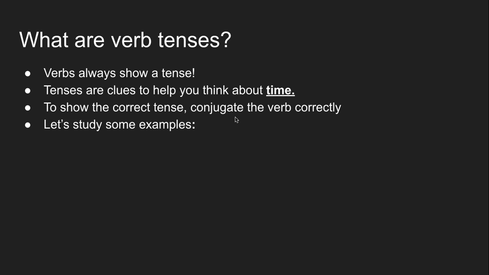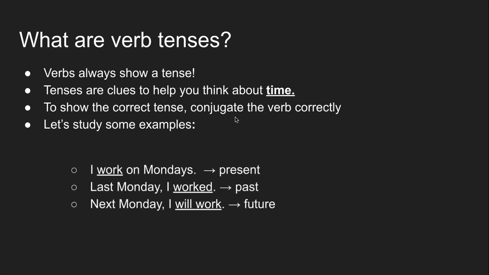Let's study some examples. I work on Mondays. Work. Here, the verb shows that this is the present time. Last Monday, I worked. Here, you see that the verb is conjugated differently. It has -ed because this shows us that this action, this verb, happened in the past.